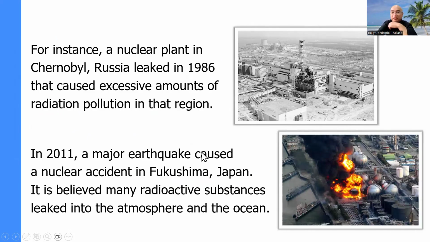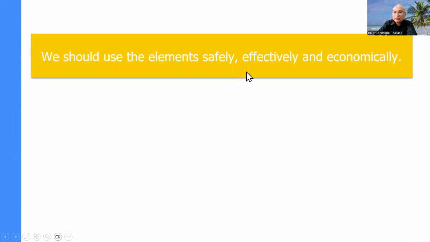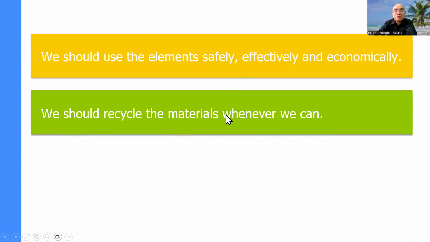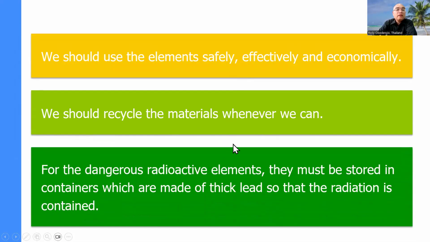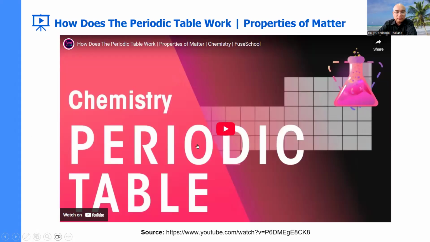In 2011, a major earthquake caused a nuclear accident in Fukushima, Japan. It is believed many radioactive substances leaked into the atmosphere and the ocean. So we should use the elements safely, effectively, and economically. We should recycle the materials whenever we can. And for the dangerous radioactive elements, they must be stored in containers which are made of thick lead so that the radiation is contained.